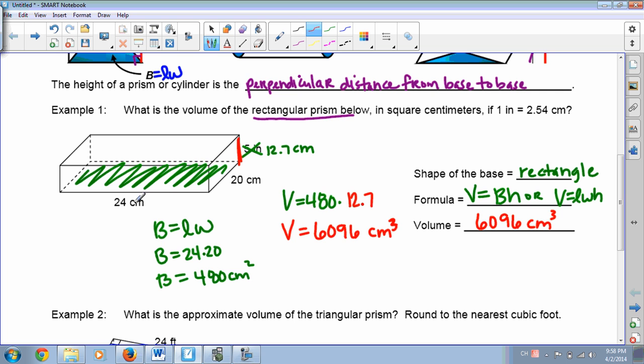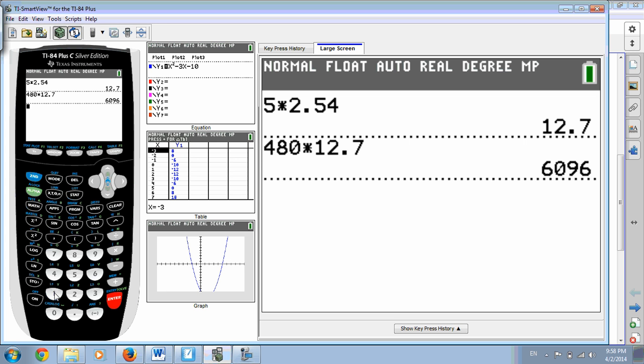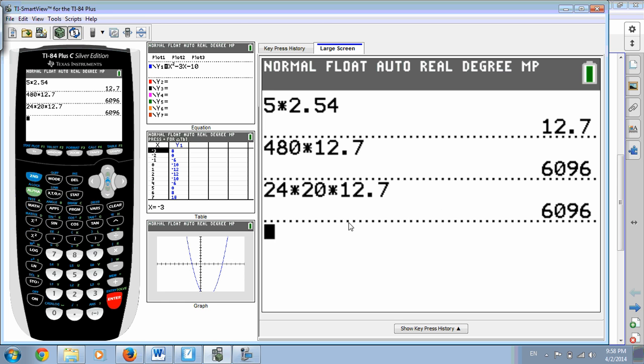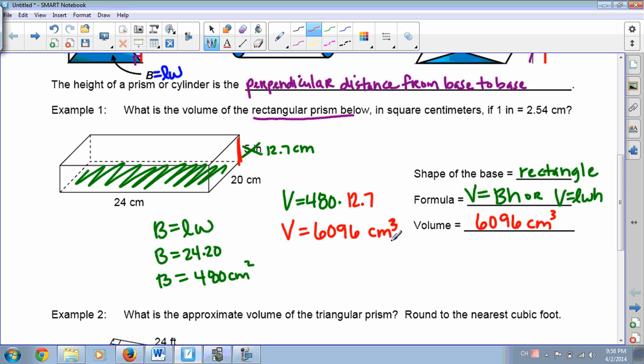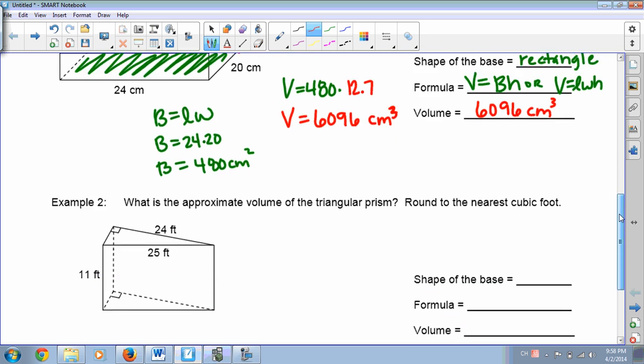Now, you could have just taken 24 times 20 times 12.7 all in one step, and you would have gotten the same answer in your calculator: length, width, height. Okay. Let's go ahead and move on to number 2.